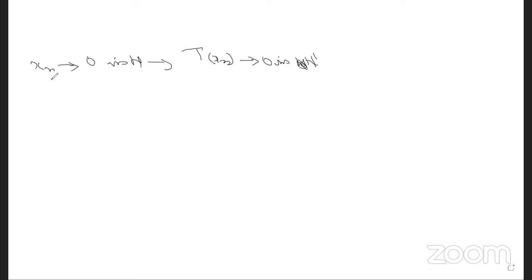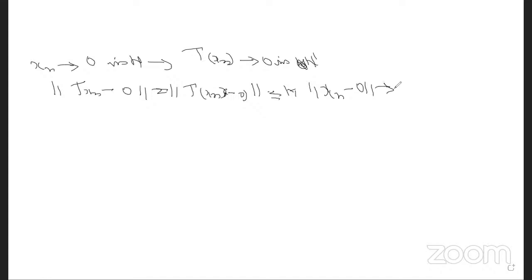Now norm of T of xn minus 0 is less than or equal to capital M times norm of xn minus 0, which tends to 0. So norm of T of xn minus 0 tends to 0.